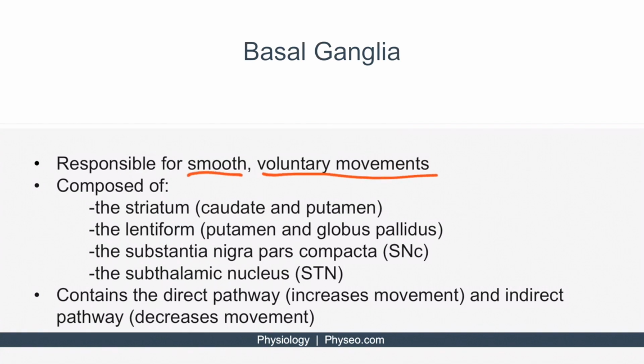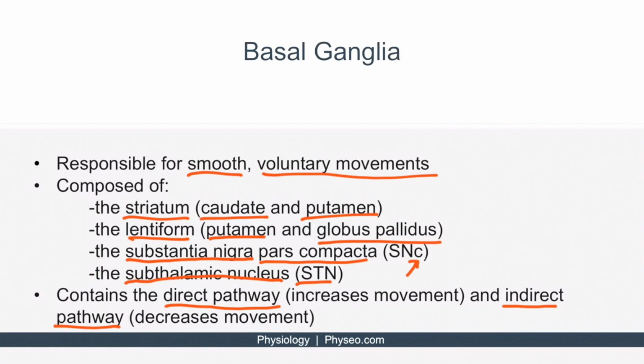It's composed of the striatum, which is composed of the caudate and putamen, and the lentiform, which is composed of the putamen and globus pallidus. It also has the substantia nigra, pars compacta, and the C for compacta. It also has the subthalamic nucleus, or STN for short. Now, the basal ganglia contains the direct pathway, which increases movement, as well as the indirect pathway, which decreases movement.